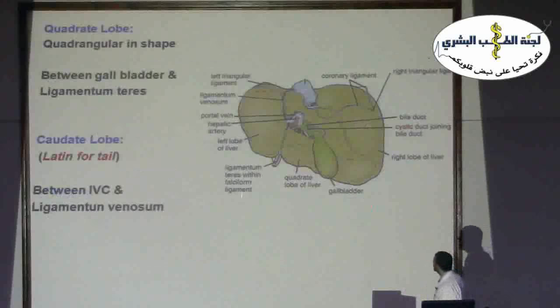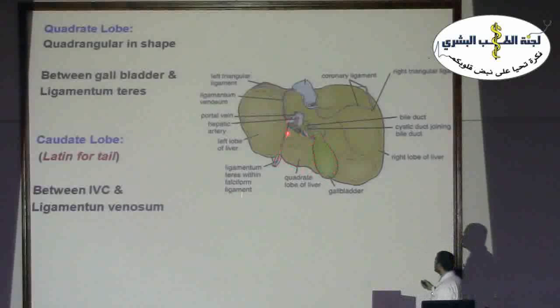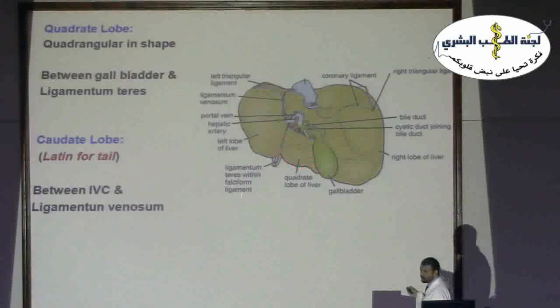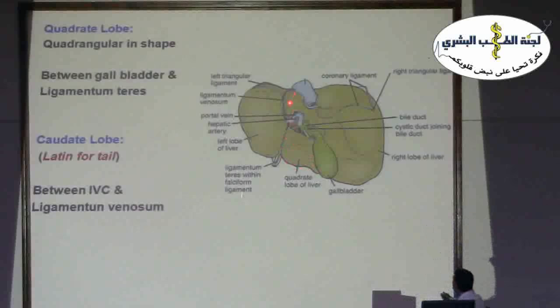Now if you look at the visceral surface, this is the right, this is the left, but actually you will see one here stuck between the gallbladder and this ligament on the visceral surface. We will talk about it. This is more or less quadrangular in shape. So we call it the quadrate lobe of the liver. And the one behind, which is between the inferior vena cava and another ligament here, is like a tail if you look at it. So we name it the caudate lobe of the liver.